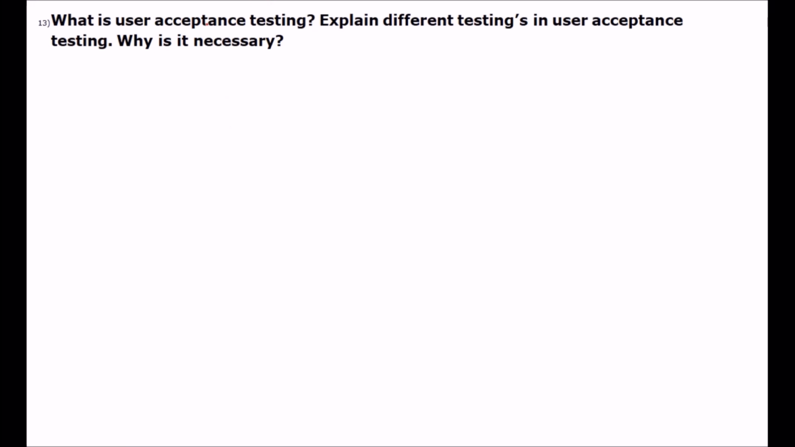Now the question comes: what is user acceptance testing? Because this is very important. You are making a software, it is very good. But for the user, explain the different testings in user acceptance testing, and why it is necessary. There are hundreds of testing, right? From sanity, performance, stress, load, ad hoc, exploratory, anything can be asked. But if your ideas are very clear, you are going to answer them very clearly.